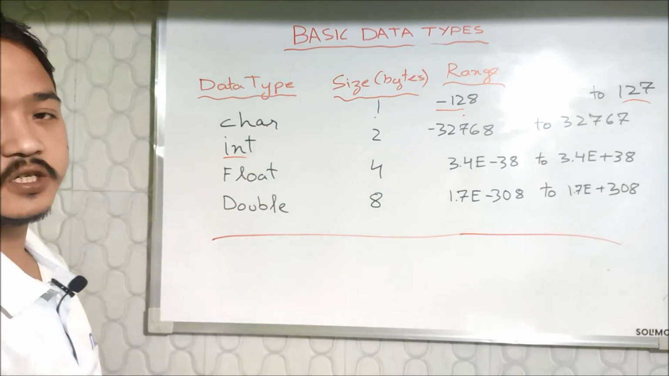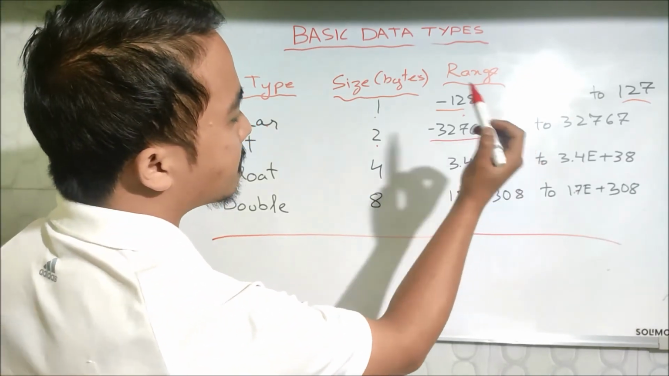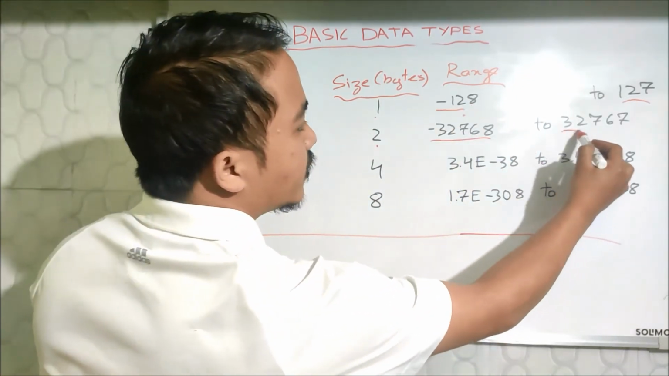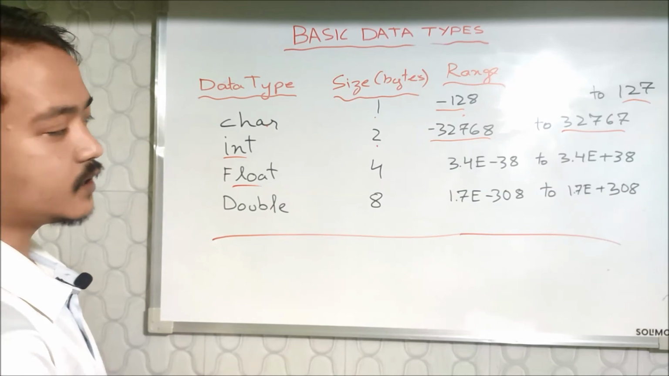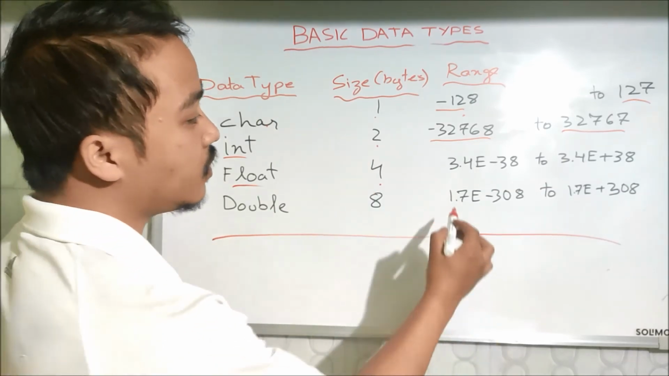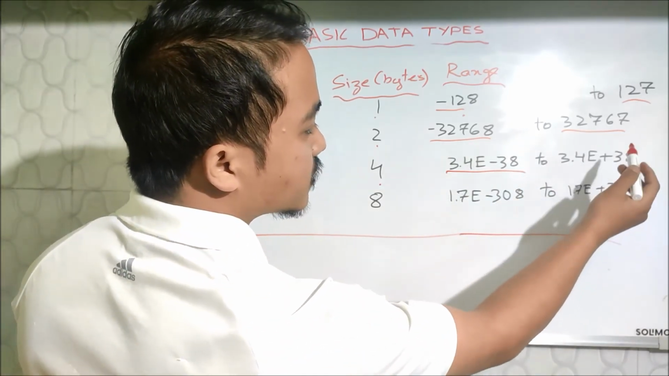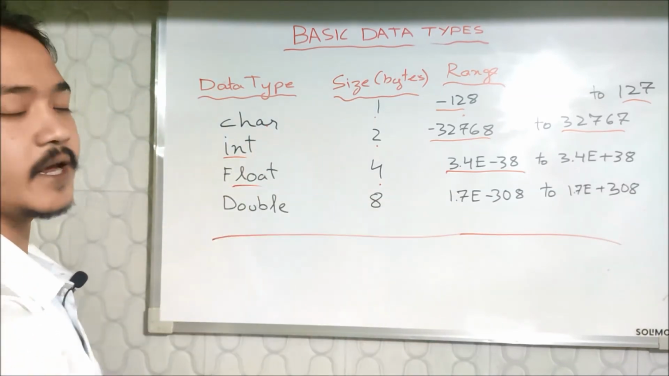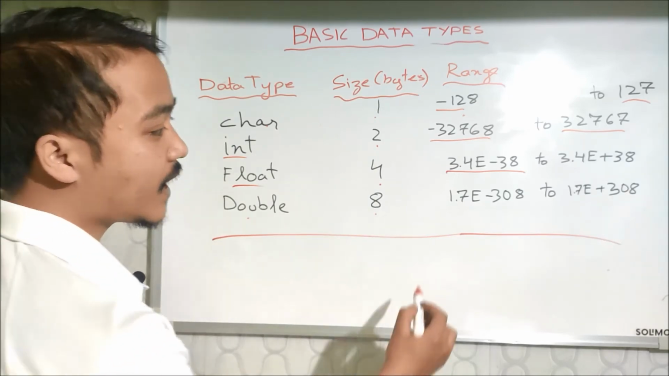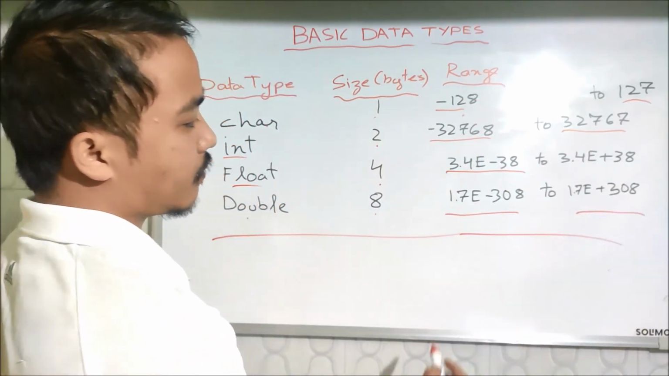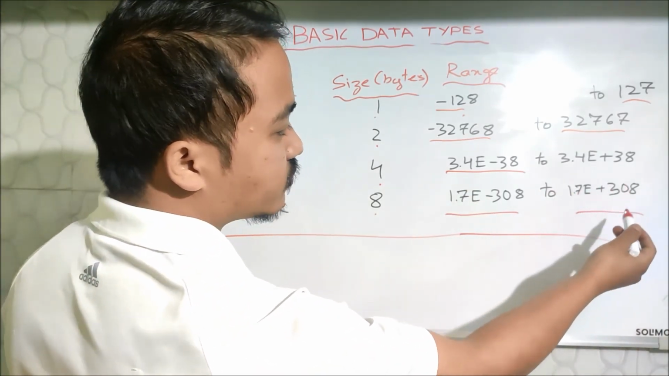The second one is integer. It's just a summary. The integer takes 2 bytes, and the range is from -32768 to 32767. The third is float. The size is 4 bytes because it is a larger number, which is 3.4e minus 38 to 3.4e plus 38. It is a large number compared to integer. And the last one is double, which takes a size of 8 bytes, and this is a very large number, 1.7e minus 308 to 1.7e plus 308.